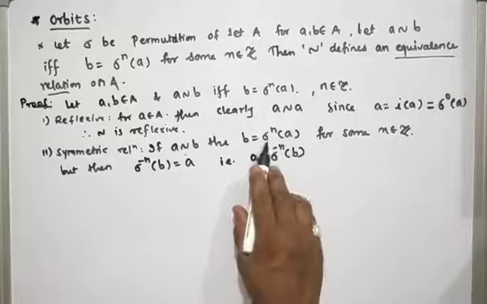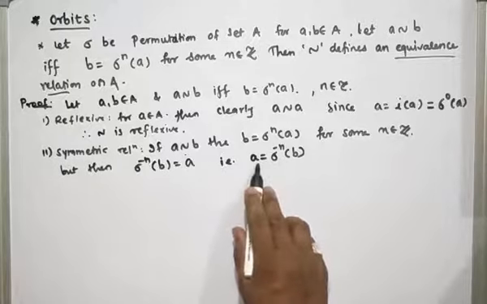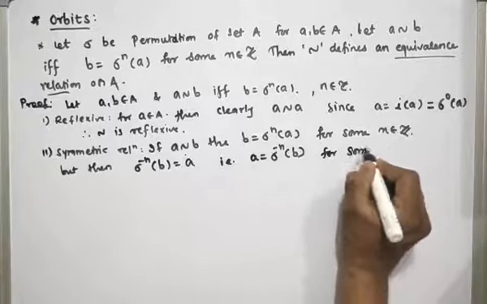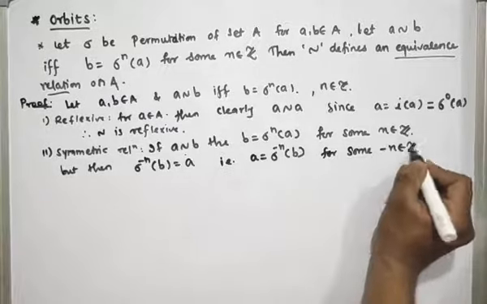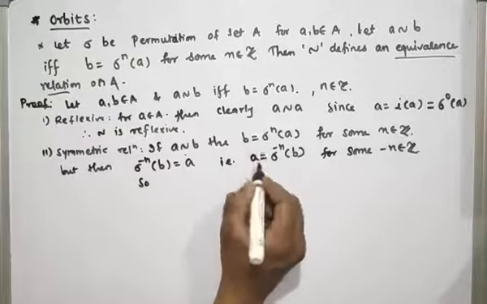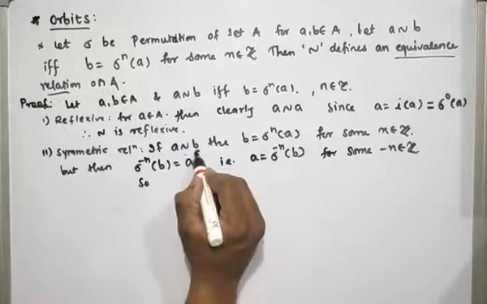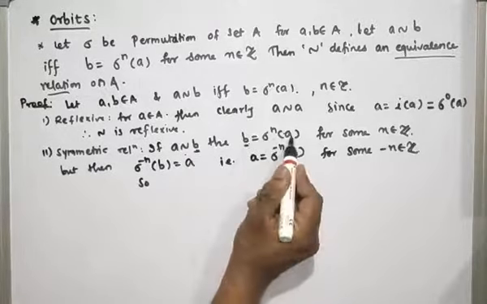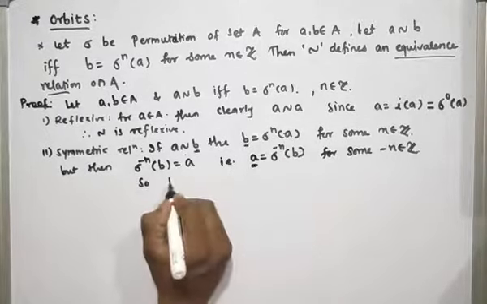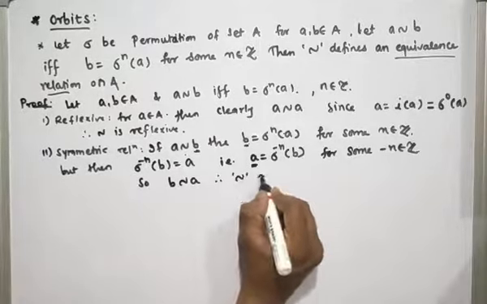Here B is equal to sigma raised to n of A, which means A is equivalent to B, and here A is equal to sigma raised to minus n of B. Here minus n also belongs to the set of integers. So what do we say here? A equivalent to B means B is equal to sigma raised to n of A, and here is A, so B is equivalent to A, therefore tilde is symmetric.